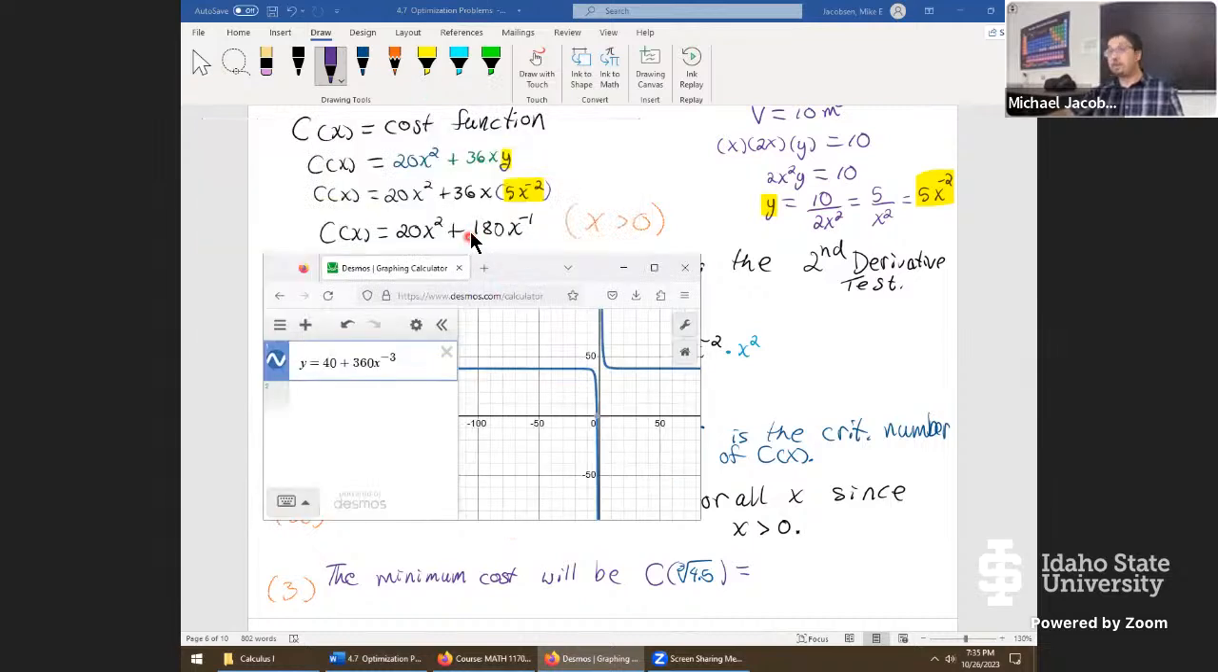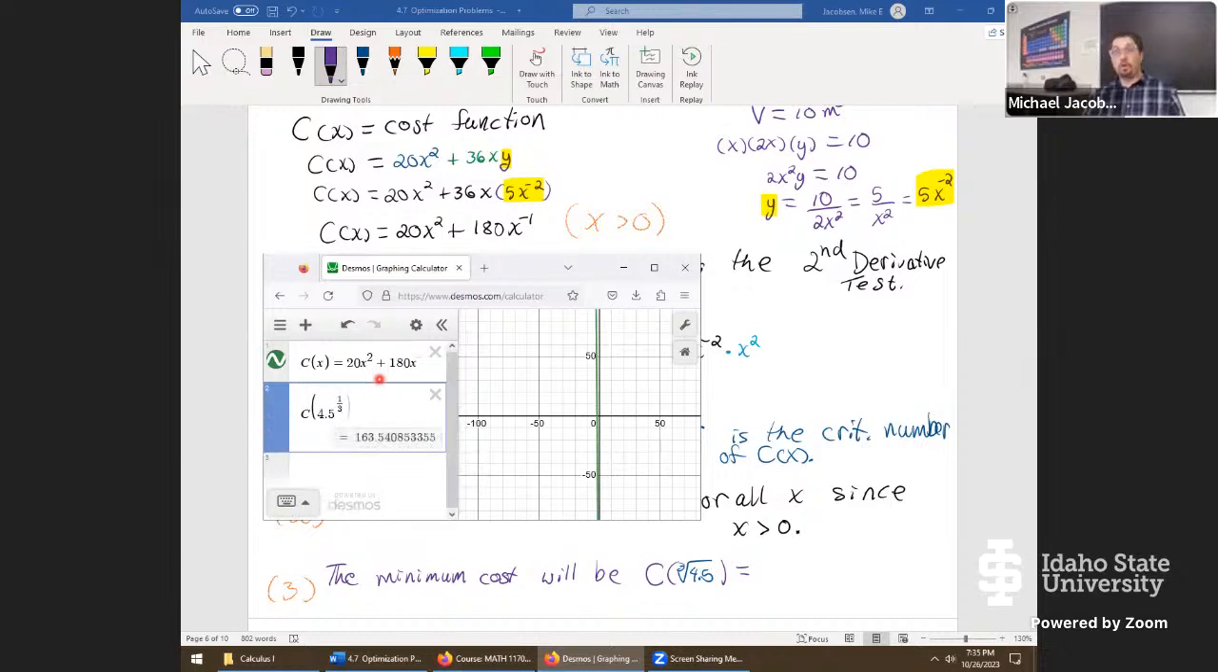So C of x is right over here. We're going to get a decimal answer, but because this is money, we'll just round to the nearest cent for a natural answer to the problem. So C of x equals 20x squared plus 180x to the power -1. Now that the function is defined, we can take C of 4.5 to the power of a cube root, which would be 1/3 as an exponent.